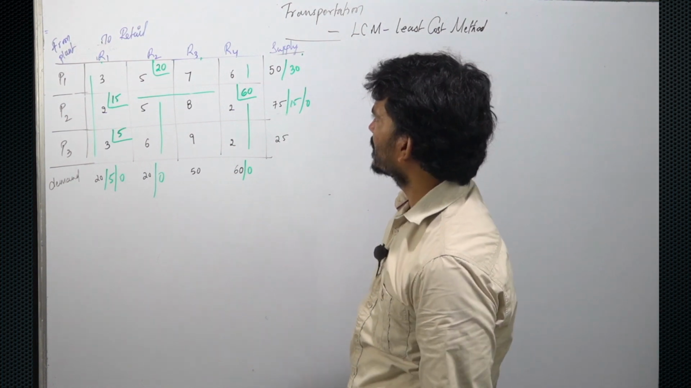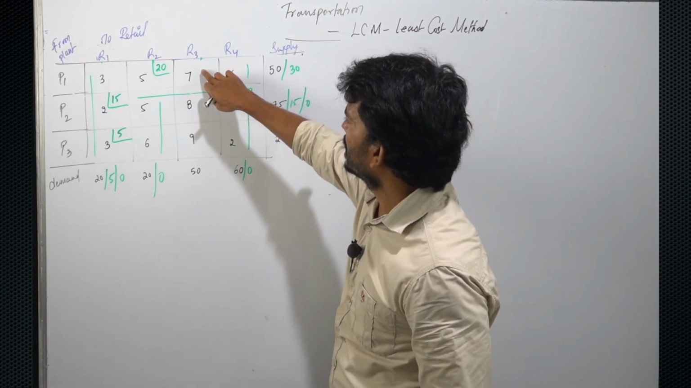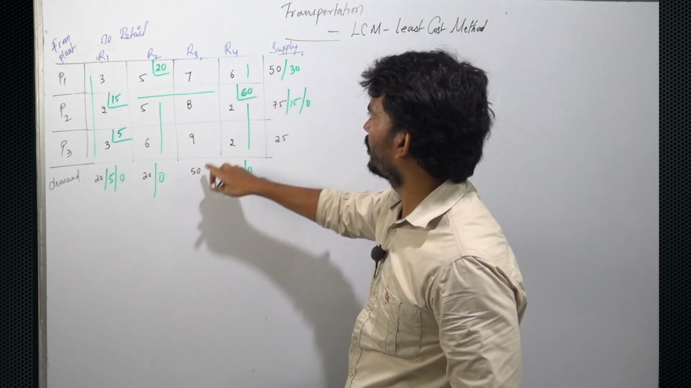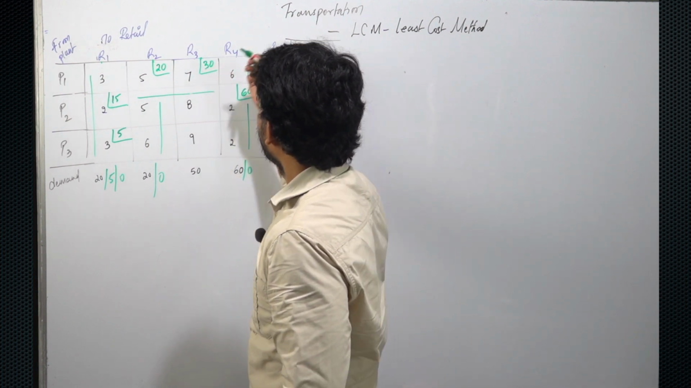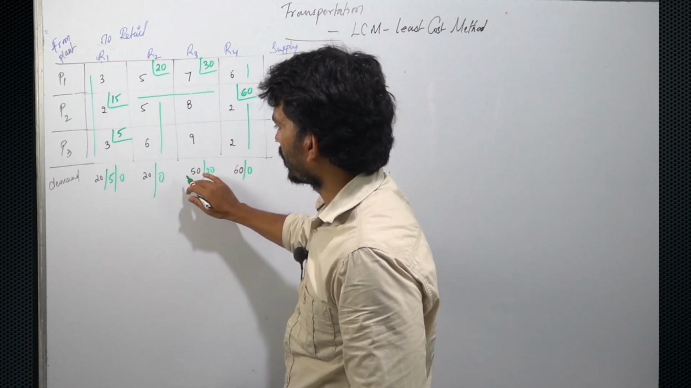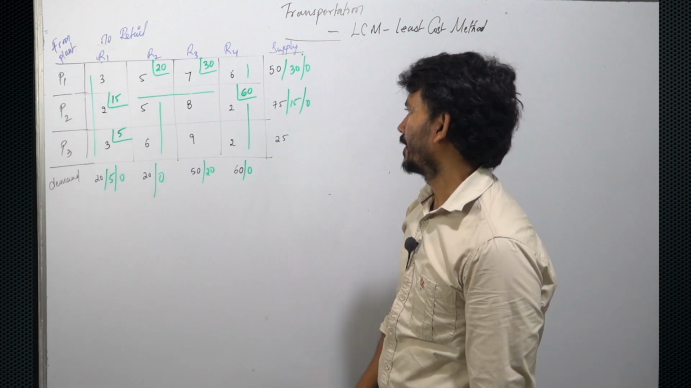So what will be the next least cost here? Next least is 7, then 9. So you'll go with 7. Here the demand is 50. The supply is 30, so you can give a maximum of 30. The moment you have given 30, this will become 0. So this will become 20. Out of 50, 30 has been met, which means 20 you still have to give.